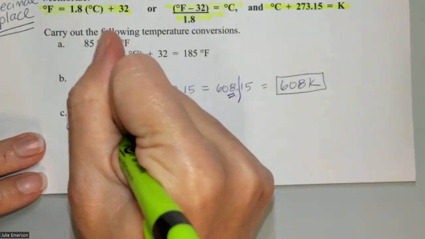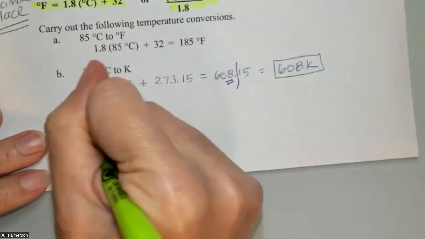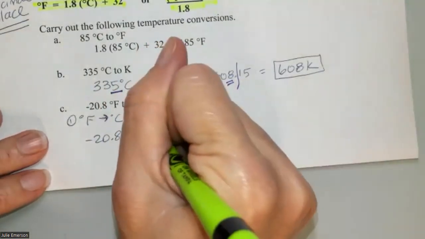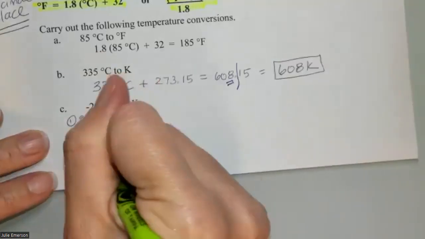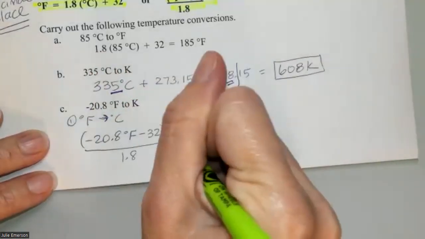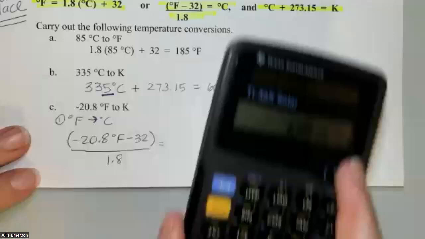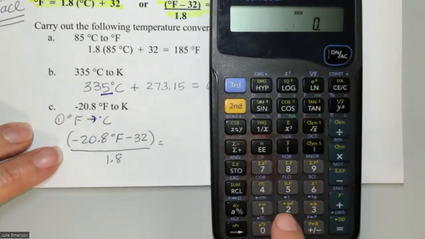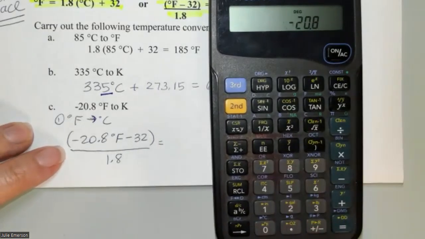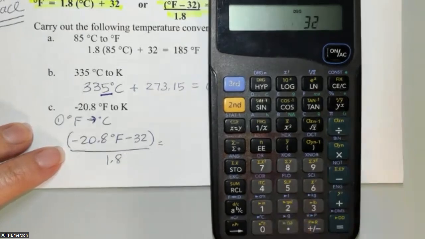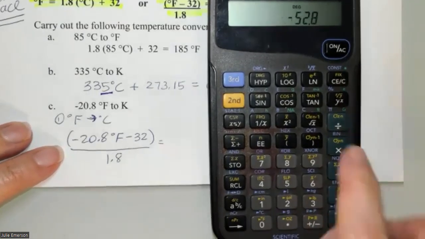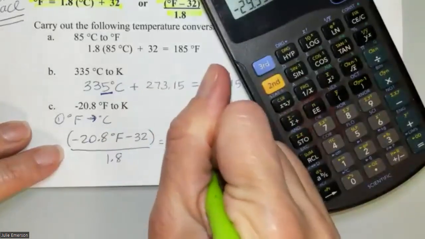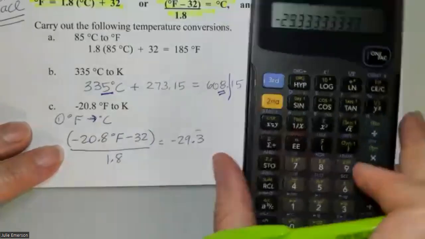So the way we do that is we're going to take our negative 20.8 Fahrenheit temperature. We're going to subtract 32 first, and then we're going to divide by 1.8. You have to be a little bit careful with this one. On the calculator, I'm going to show you how you can get two different things. If I have negative 20.8 minus 32, enter, divide by 1.8, I get negative 29.3 repeating Celsius.